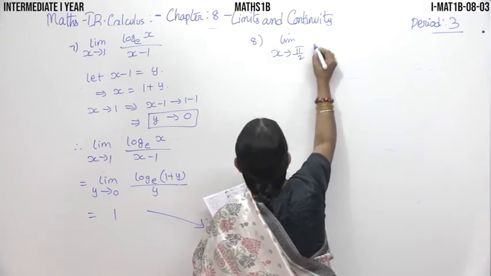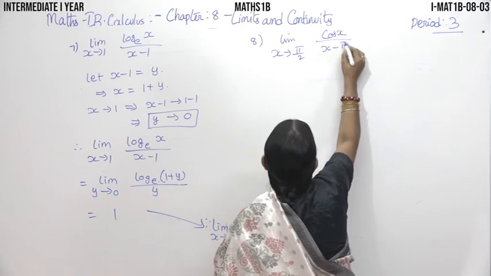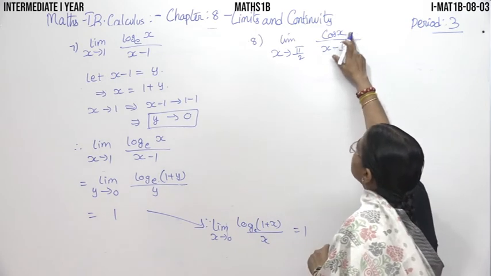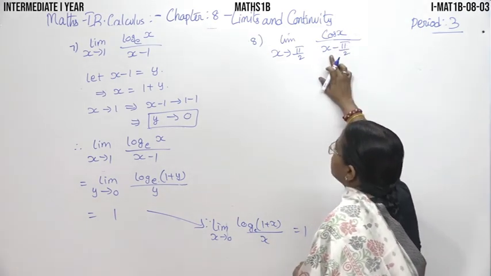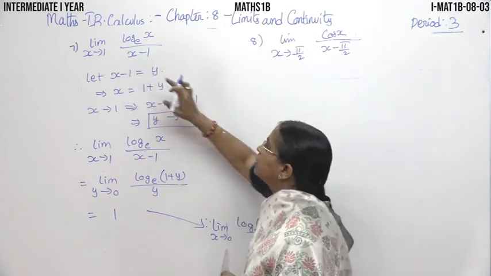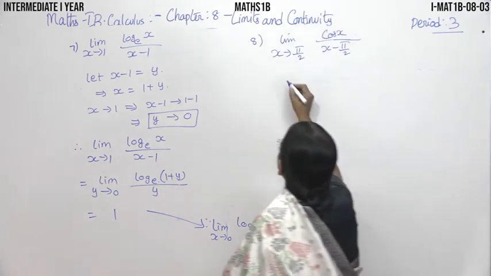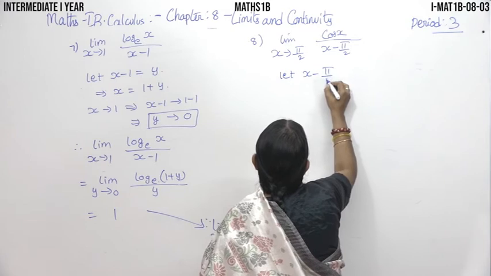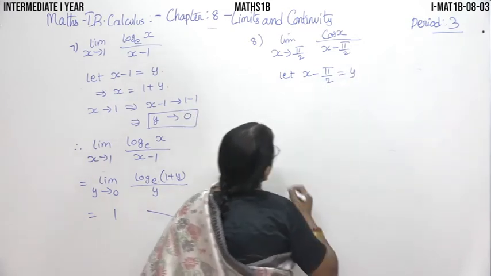X tending to pi by 2 of cos x by x minus pi by 2. So here again, when you substitute pi by 2, cos 90 is 0, 0 by 0 form. So I have to do something. See, like how we have x minus 1 here, we have x minus pi by 2. So we'll take x minus pi by 2 as y. By taking like this, it can be reduced to the standard form.